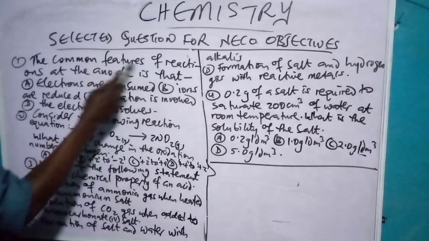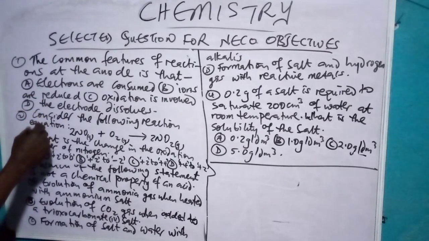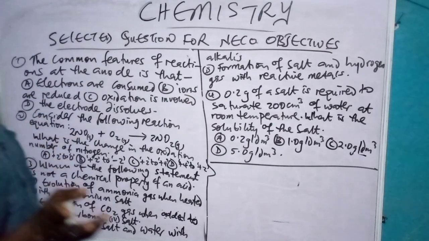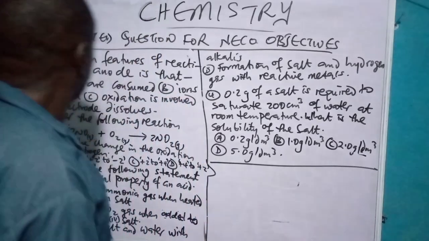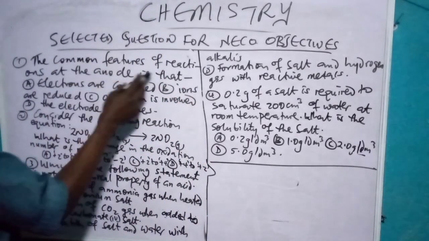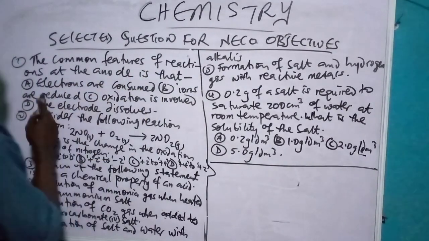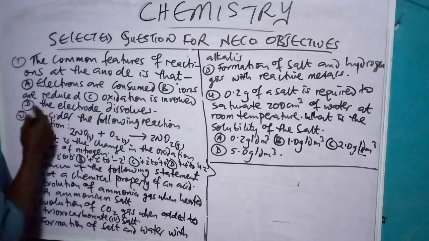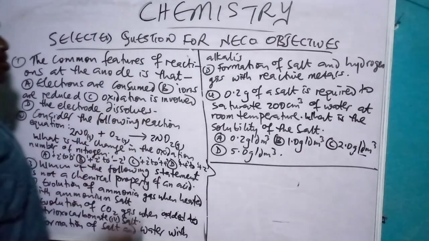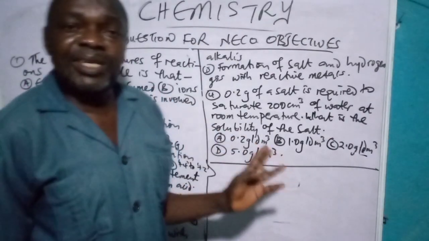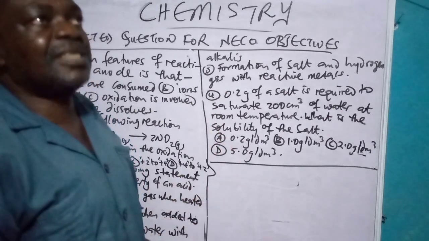The common features of reactions at the anode is that... these are objective questions. Subsequent videos will also be talking about theory, which you may likely encounter. Now look at it. He said the common features of reactions at the anode is that electrons are consumed, ions are reduced, oxidation is involved, the electrode is dissolved. Before we can answer this question, let us have a look at certain reactions that occur at the anode and cathode. Let's take a typical example.